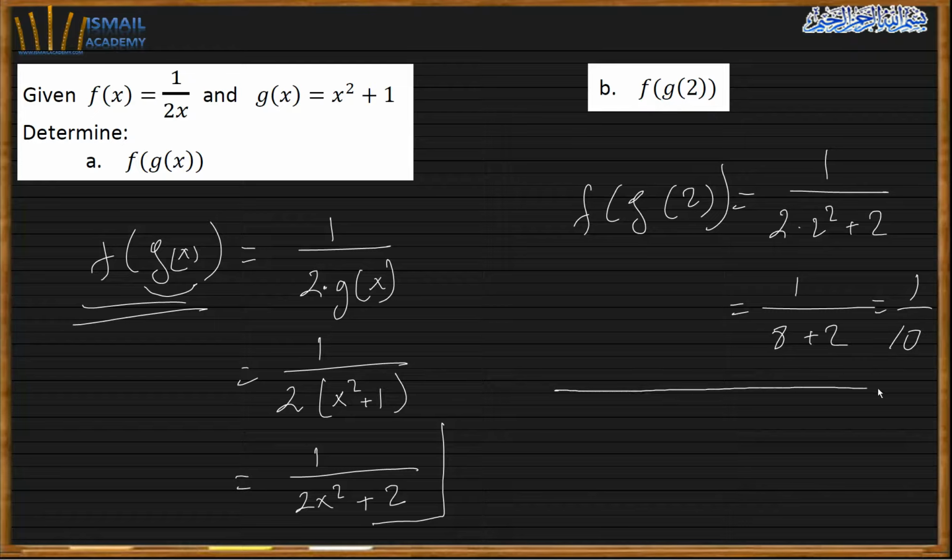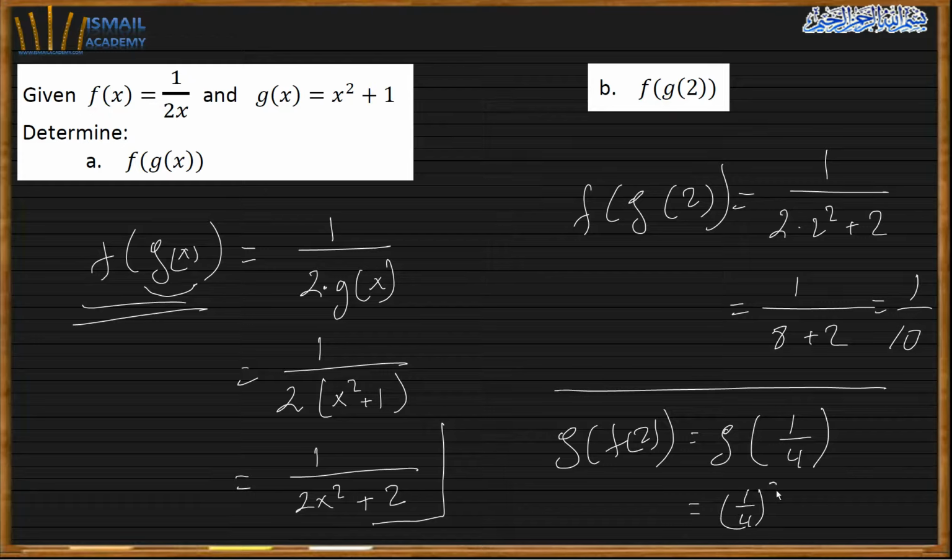If they give you, for example, find g of f of 2, then this is different, because you didn't look for g of f of 2, you looked for f of g of 2. So in that case, you have to plug this one into the function. So it's going to be g of 1 over 4. Then you plug this 1 over 4 into your g function. So it's going to be 1 over 4 squared plus 1. So this is different. But if they give you f of g of 2 and you already found f of g of x, you just need to substitute the x into your solution here and you get your answer.